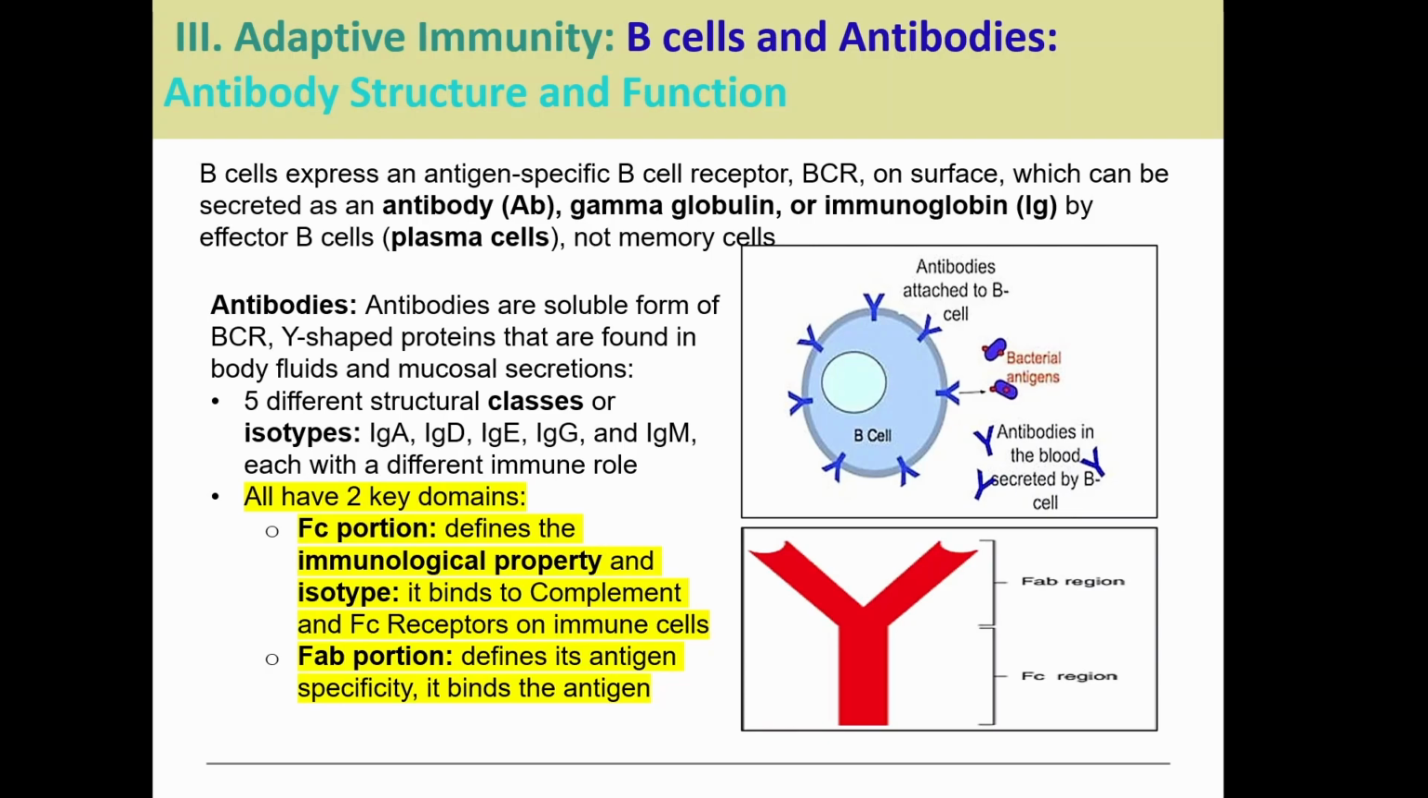So FC, that's like the bottom part of the Y. That's going to determine which class. Is it IgA? Is it IgD? Is it IgG? Right? Whatever. And then the 2 arms of the Y are the Fab portion. These are going to tell us which specific antigen does this target.